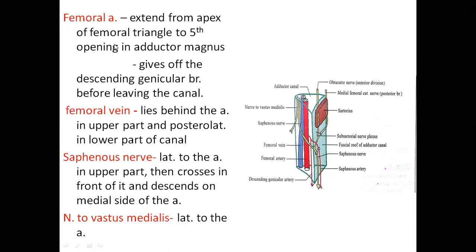Now just try to see the course. The femoral artery extends from the apex of the femoral triangle, and then it passes through the fifth opening of adductor magnus to continue as the popliteal artery. At this point it gives a branch called the descending genicular branch. Lying behind we have the femoral vein. Further behind you are also finding the saphenous nerve, then the nerve to vastus medialis.